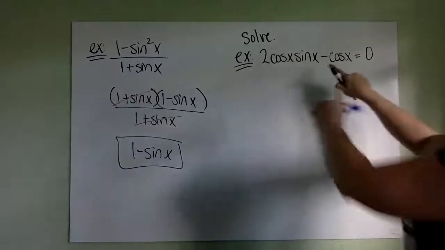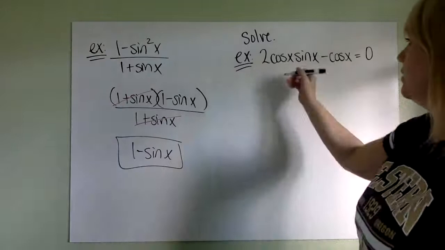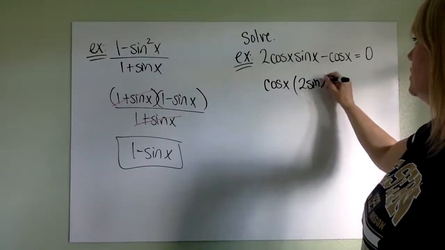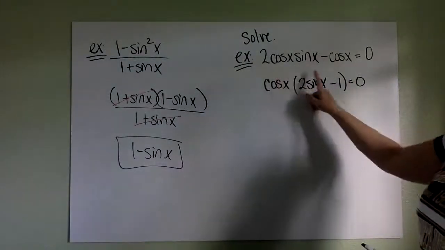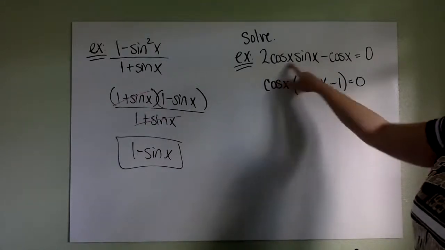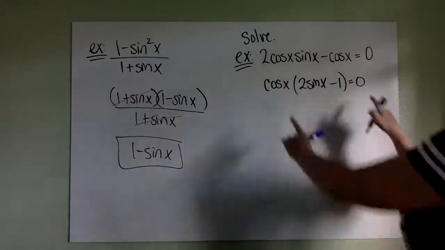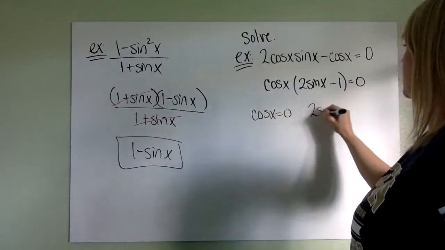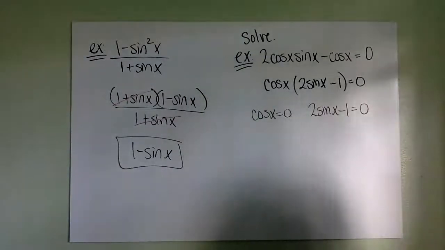So what you're going to do is look at, see how there's 2 terms here, and they both have a cosine. So we're going to factor that cosine out, leaving me with 2 sine x minus 1. So again, double check. If I multiply the cosine into this expression, 2 times cosine times 2 sine x makes 2 cosine sine, and then cosine times 1 makes cosine. And then I'm going to set each of these equal to 0. So cosine equals 0, 2 sine x minus 1 equals 0, and then you solve each of those little equations.